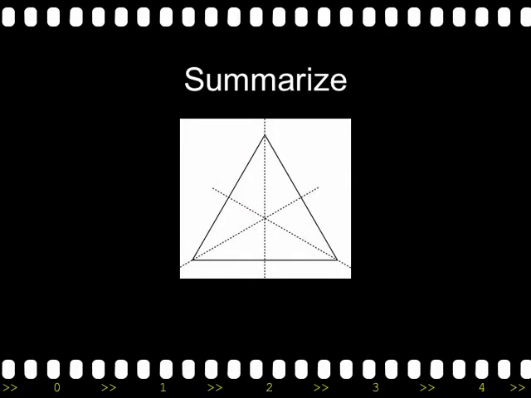So let's summarize. Here we have an equilateral triangle. It definitely has 3 lines of symmetry which are shown. So if I were to fold it on any of these 3 lines, it would fold onto itself. Similarly, I could rotate it 360 degrees divided by 3, which is 120 degrees. So the order of rotational symmetry is 3 for this equilateral triangle.